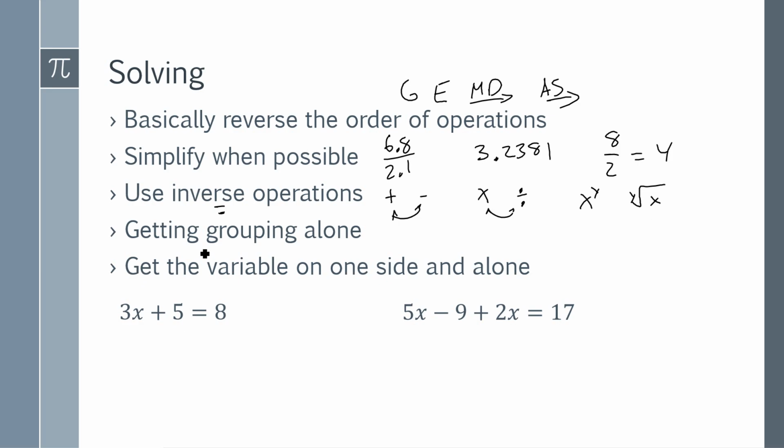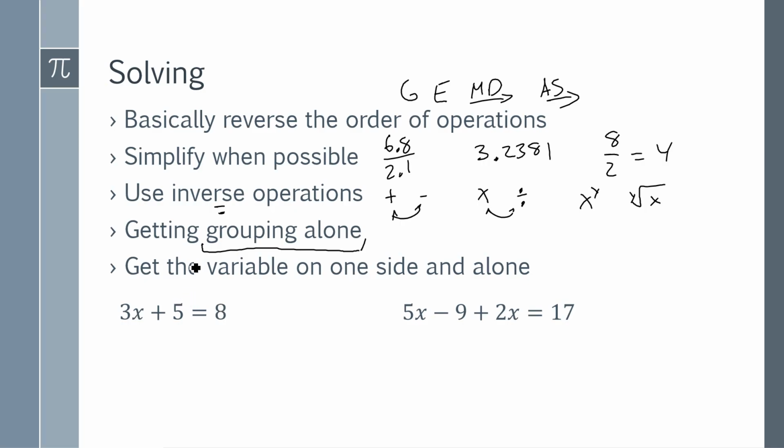So if we have a bunch of groups, we need to get that group alone first, which kind of flies in the face of everything we've done so far. We usually are just doing the grouping first, but in the case of equations, if there's a group, like an absolute value group, or we have a bunch of stuff in a square root, we are going to undo everything else except that group first. And I'll show you an example of that at the end of this lesson, because to challenge you, I'm sure you'll understand it once you see it.